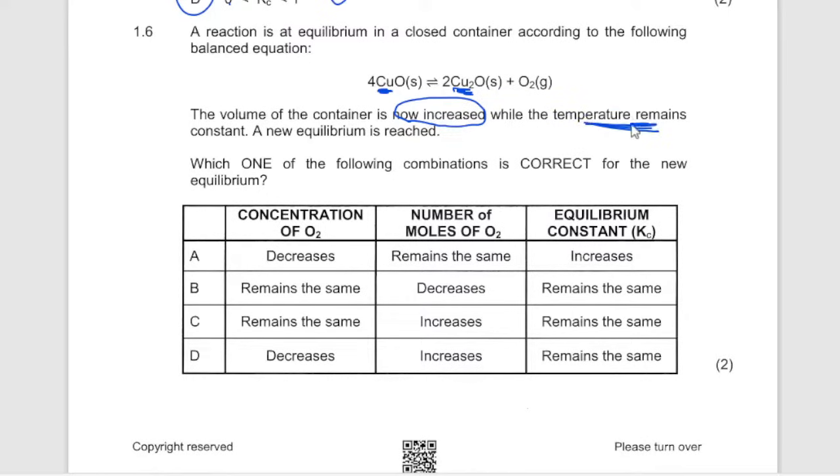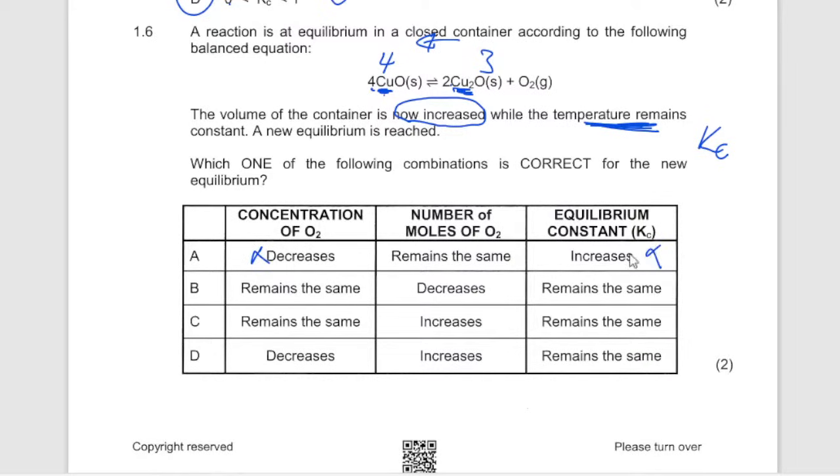The moment the temperature remains the same, it means that Kc is always the same. But if you increase the volume, what does it mean? If you increase the volume, here you have 4 moles, while here you have 3 moles. So if you increase the volume, it's going to favor the reverse reaction. So let's go to the table and we see. Concentration of this decreases, no. Concentration of this one increases.